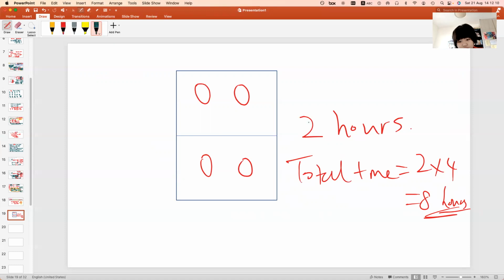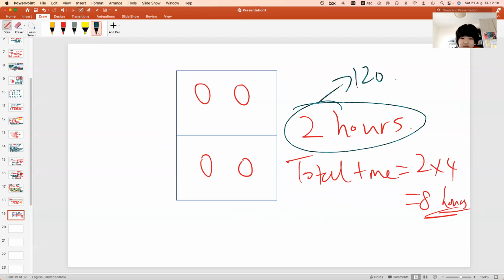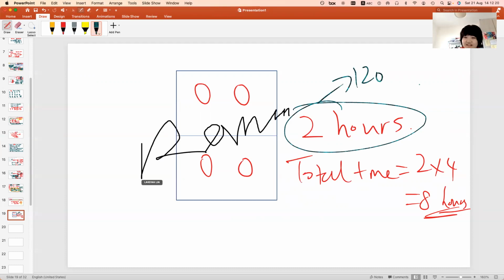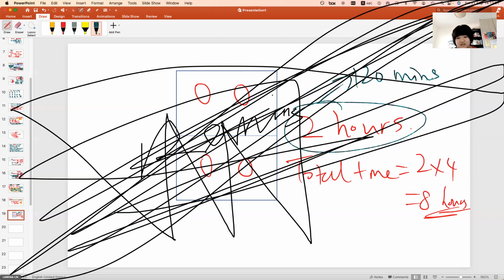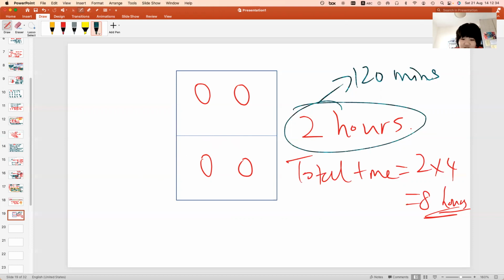Just now you said 2 hours. Okay, you are right to say 120 minutes. 120 minutes, yes, 2 hours. It really doesn't matter whether you use hours or minutes. 2 hours is 120 minutes. We don't argue about this. I'm just using different units. When you tell me 120 minutes, basically you are telling me 2 hours.